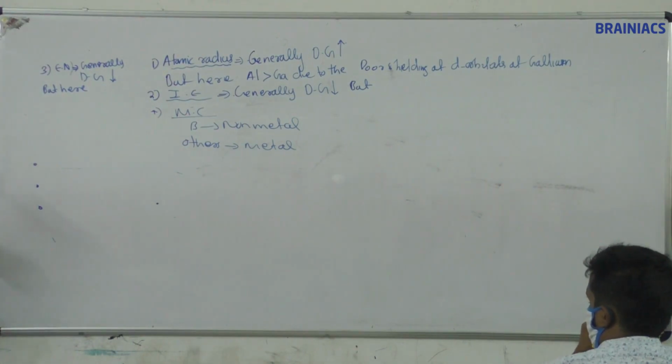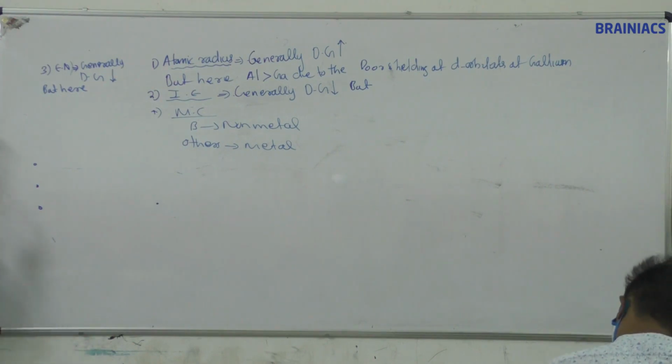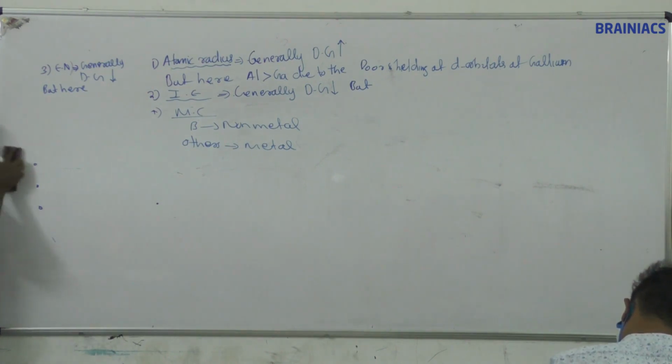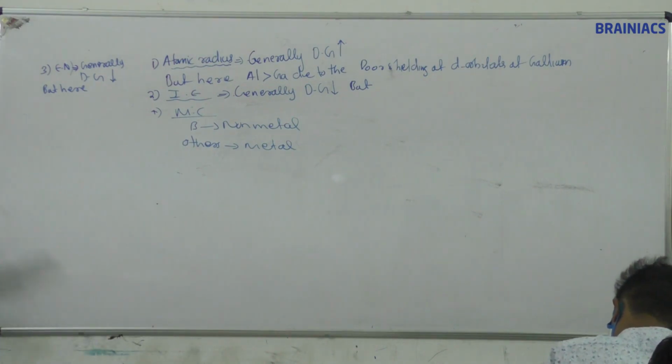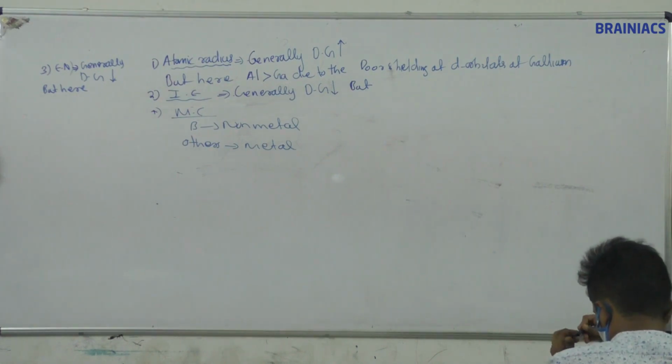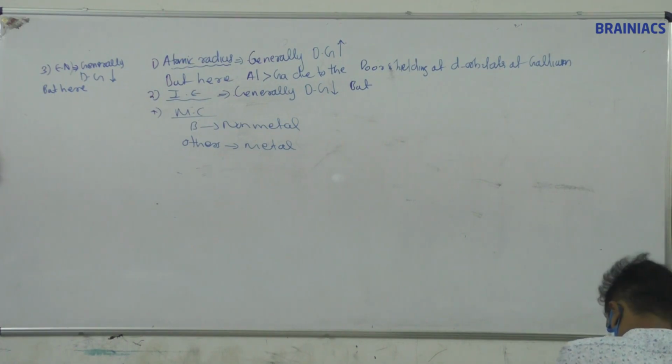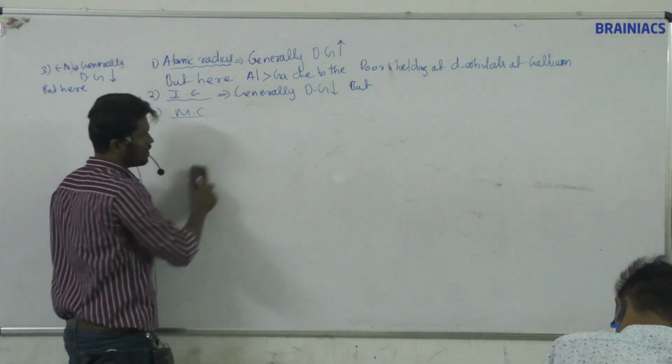So after completing the boron family, we have to find out the anomalous behavior of boron. We have an addition with these two points. Okay, boron is a non-metal and others are metals.